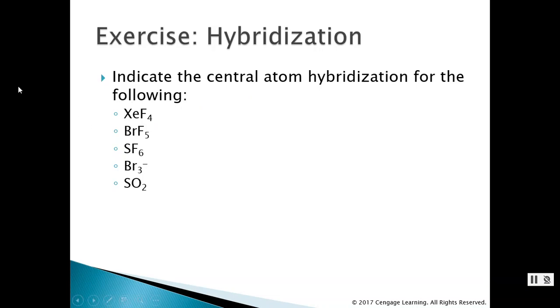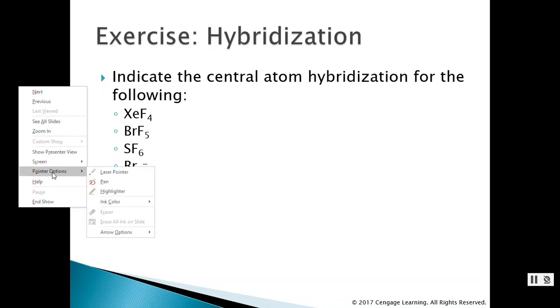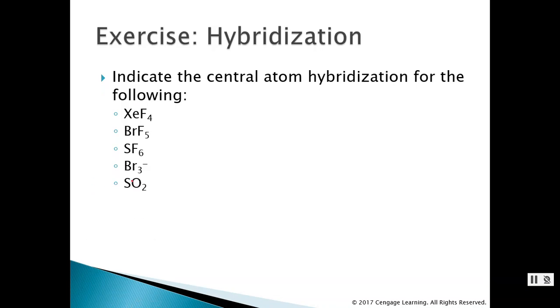We're going to do 3 in this video, and then we'll do 2 in lecture together, probably more than that, but in this little video we're going to do XeF4, BrF3, and SO2. So let's start with the xenon fluoride.